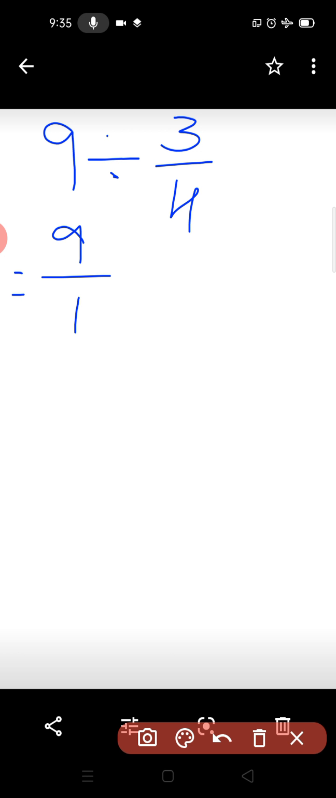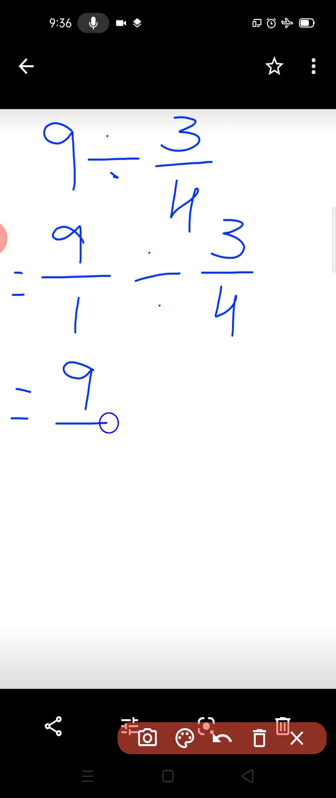So is there any change between 9 and 9 by 1? No, there is no change. 9 and 9 by 1 are both the same. So if a whole number is given, first convert it into a fraction by writing 1 as the denominator. And what is the second fraction? 3 by 4. Now write the first fraction as it is, 9 by 1, and then here the division becomes multiplication.